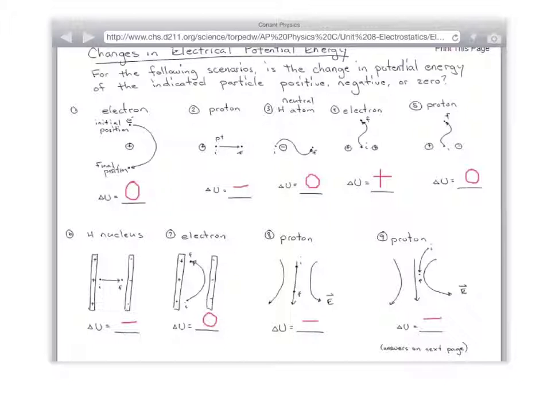Number 5, why is the change in potential energy 0? Because it's still just traveling on that line. I don't care about field. Don't tell me about field. What are we talking about now? Because there's a positive and negative on each side. No, there's a positive. Tell me about voltage. It's 0 on the line.